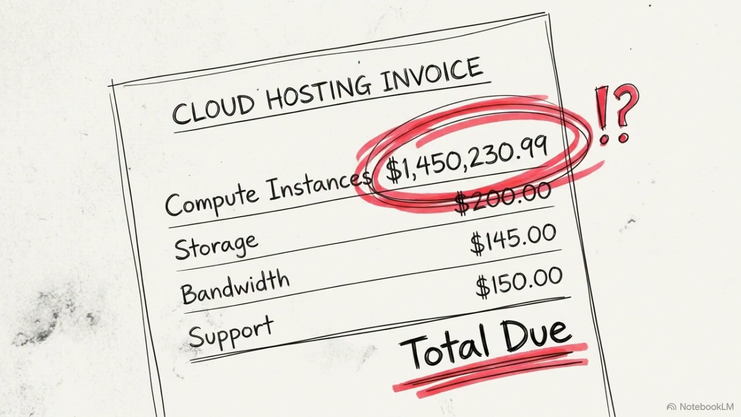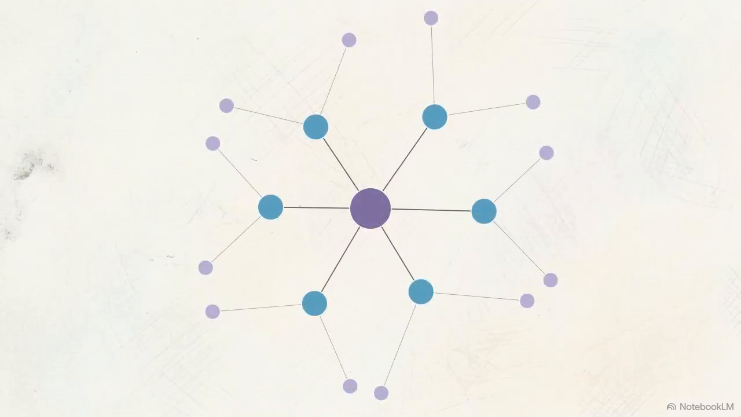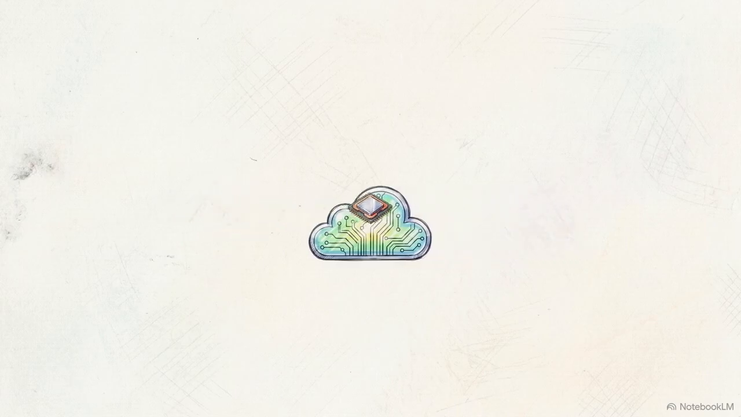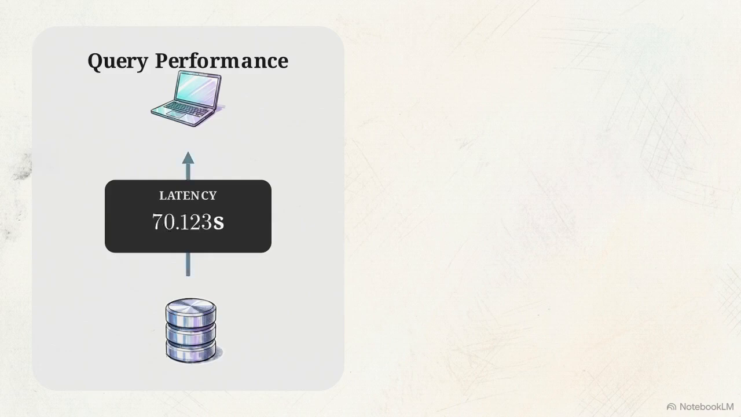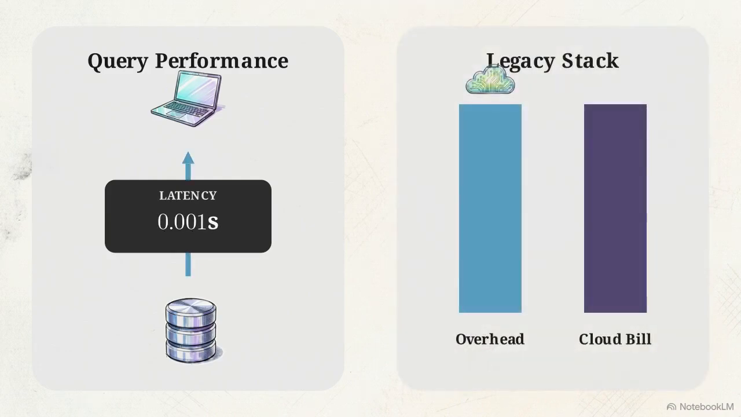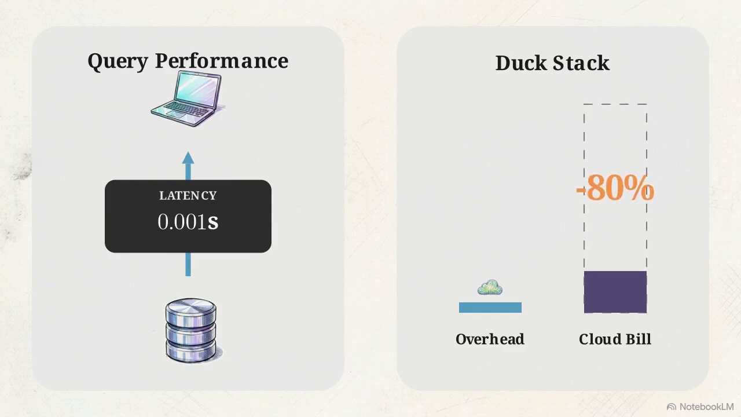cloud bills. A leaner approach to system design has emerged to replace it: the Duck Stack, built on three pillars: DuckDB, Duck Lake, and MotherDuck. Instead of treating every query as a distributed system problem, this stack combines embedded columnar processing with cloud-native hybrid compute. The result is the ability to query gigabytes or petabytes of data with sub-second latency, bypassing traditional infrastructure overhead and cutting cloud bills by as much as 80%.